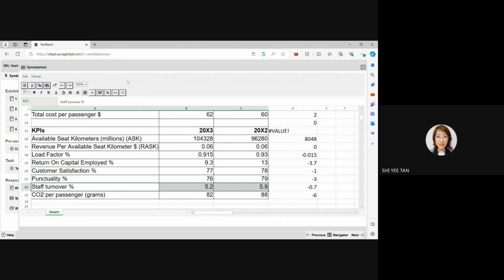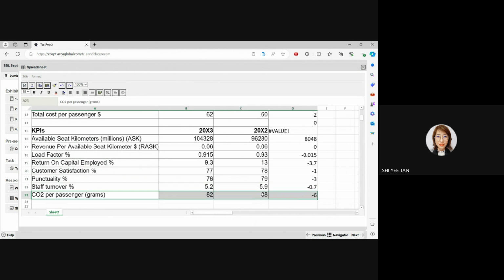Then you have staff turnover. How about staff turnover? Reduce, okay, fine, it's a good sign, because I think maybe they invest a lot in training the staff, getting the staff to speak, right? Getting the staff to voice out. I think that improves the satisfaction of the staff. And then you have CO2 per passenger.